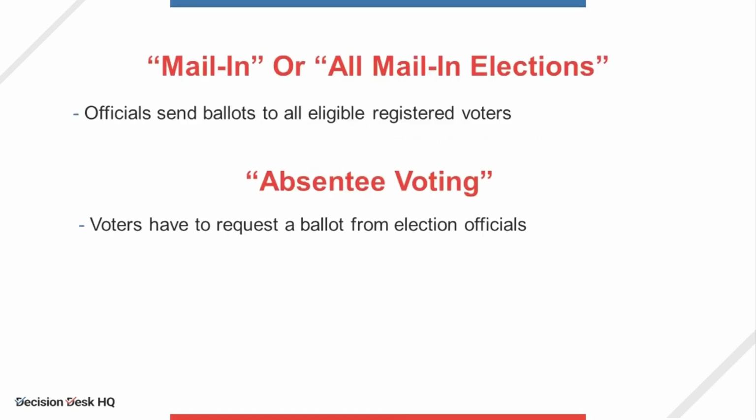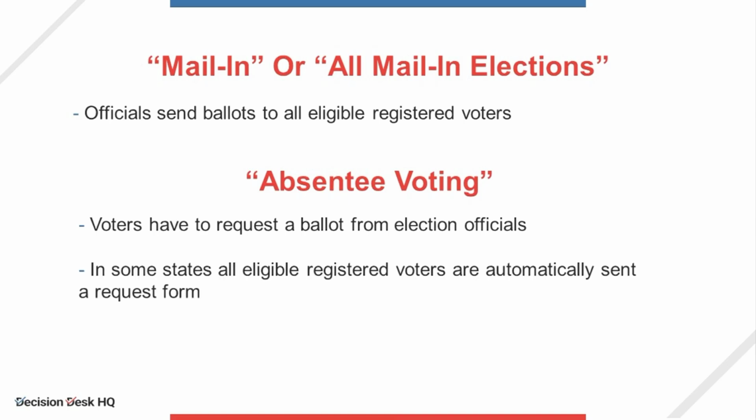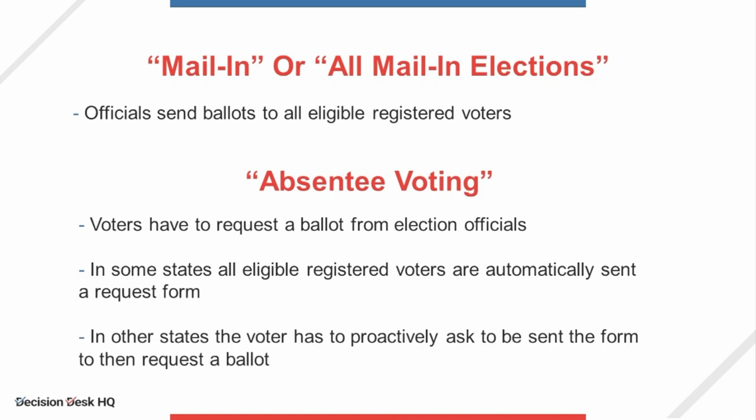When it comes to absentee voting, what happens is the voter has to request a ballot from the election officials. That's the main difference. And it can be handled very differently in some states. Some states will automatically send out an application for a ballot to all registered voters. It's not an actual ballot, but just a form saying, yes, I would like you to send me a ballot at some point in the future, and then they have to send that back. In other states, it's incumbent upon the voters themselves to reach out to election officials and say, I'm planning on voting by absentee. I need you to send me a ballot when the appropriate time happens. So those are sort of the main distinctions.